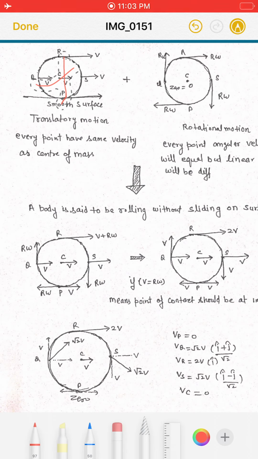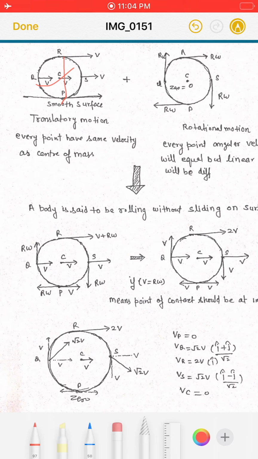Now what is rotational motion? Rotational motion means, if you look at the second diagram, each point has a different linear velocity. For example, this point A has a linear velocity r omega, point S has a linear velocity r omega, point P has a linear velocity r omega, this point has a linear velocity r omega. If you see, their velocity magnitudes will be equal, but directions are different. This direction is right side, this one down, and this one left side, and center velocity is 0.